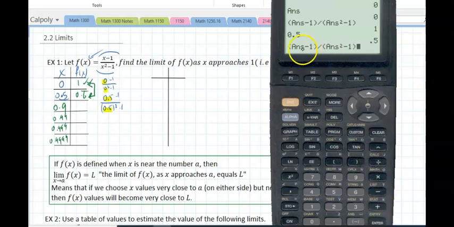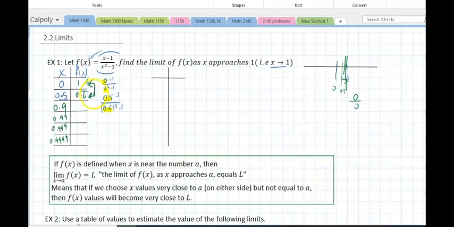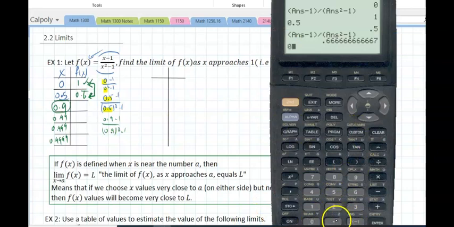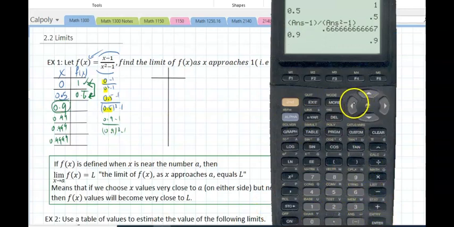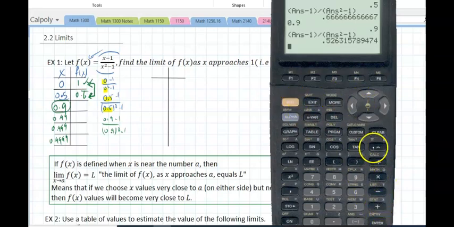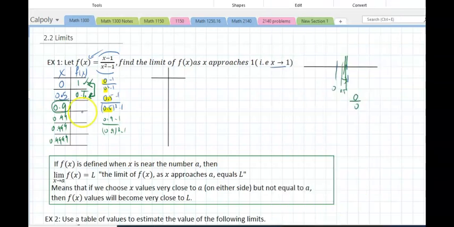Now I'm recalling answer minus 1 over answer squared minus 1, but now 0.5 is stored in my answer. I'll get 0.66 right there. So instead of doing 0.9 minus 1 over 0.9 squared minus 1, all I have to do is type 0.9 and store it in my answer, then hit the back arrow twice on your calculator. I get 0.5263. So y was 1, then 0.666, then 0.526.